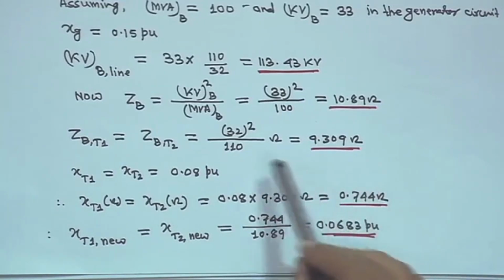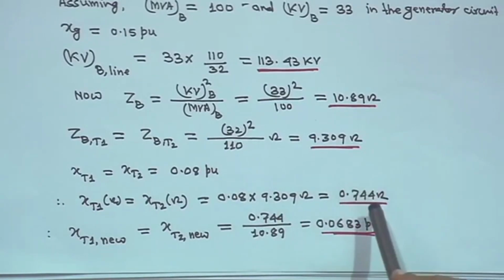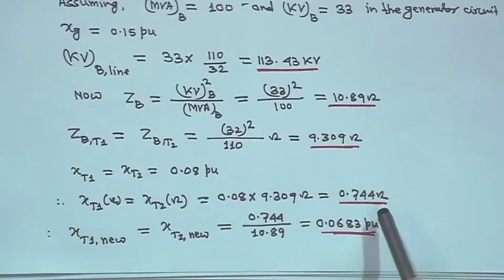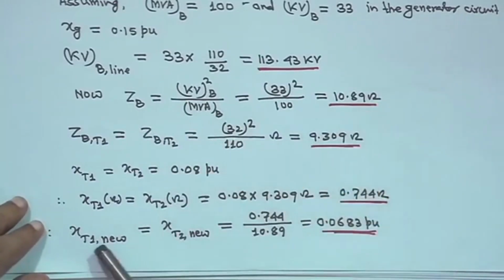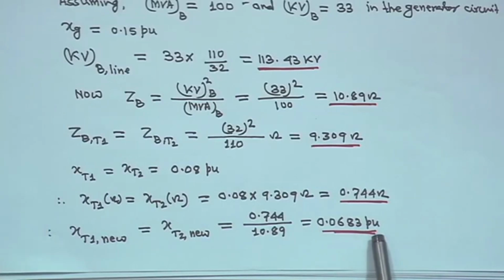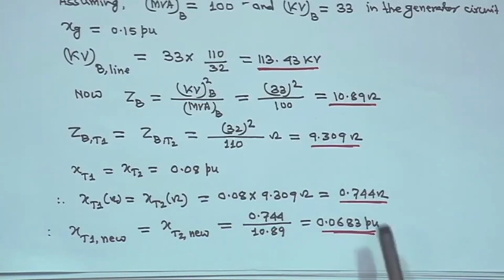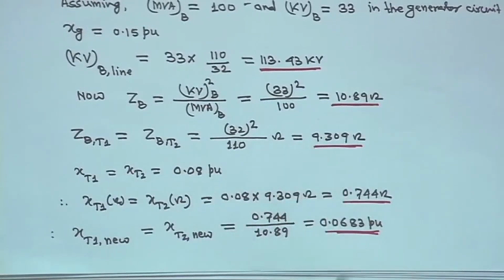That means on its own rating you find its base impedance and then convert it to ohmic values. But the base impedance is 10.89, therefore XT1 new is equal to XT2 new, 0.744 upon 10.89, that is 0.0683 per unit. These are the new values. Of course, the same thing you can do using equation 16, in terms of new and old values of the base quantities and the per unit quantities. So, thank you.